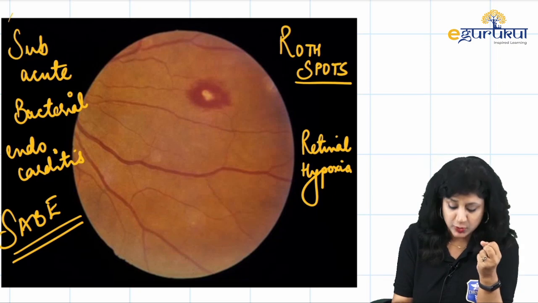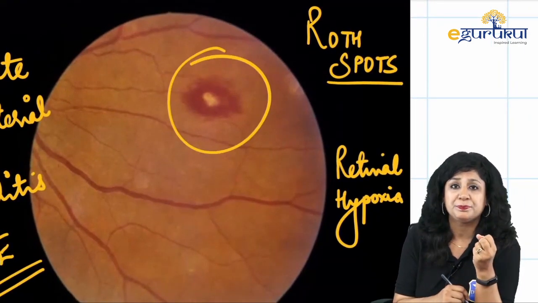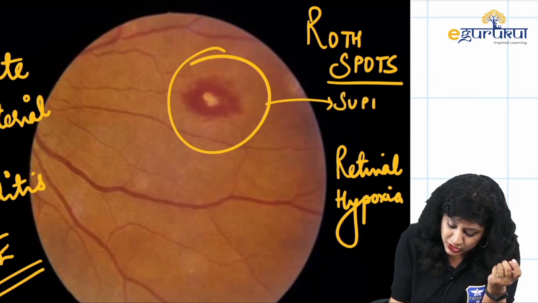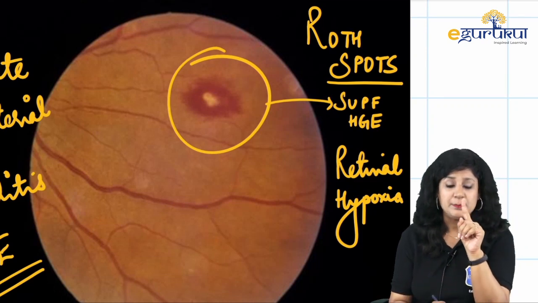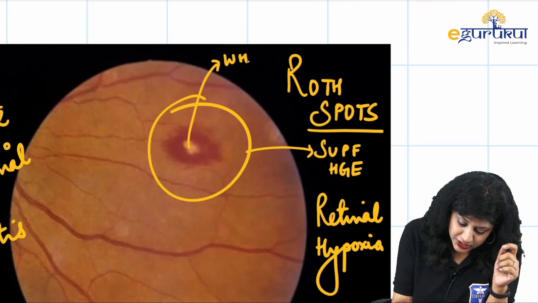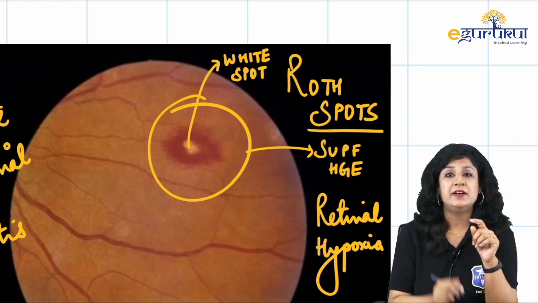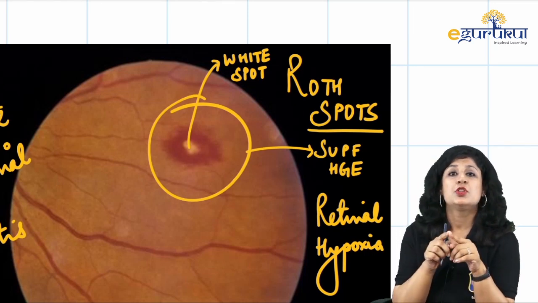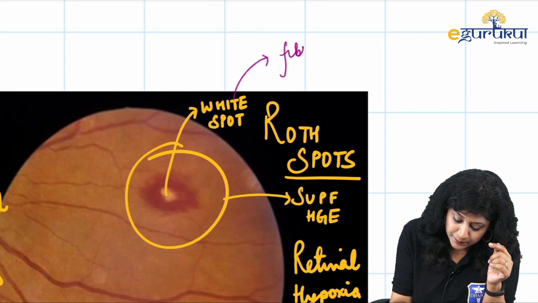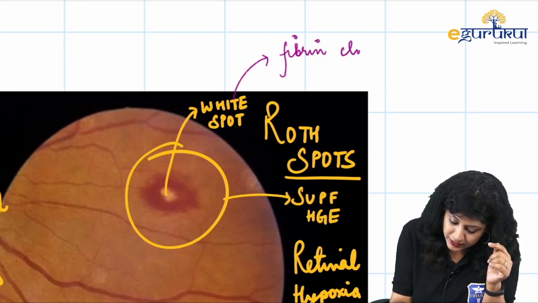Now what are these Roth spots? Can you see? We have a single Roth spot here. This is actually nothing but a superficial hemorrhage, and there is one prominent thing here. Can you see? There is a whitish spot in the center. So we have a white spot in the center and a superficial hemorrhage. This whitish spot that you are getting in the center is actually a fibrin clot.